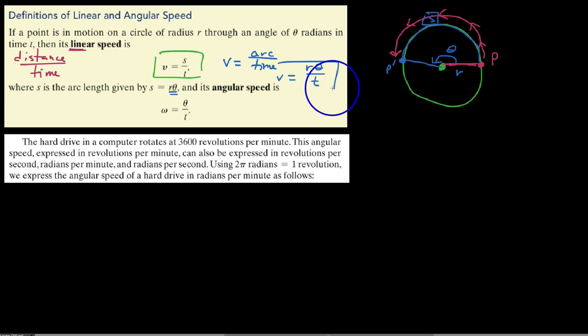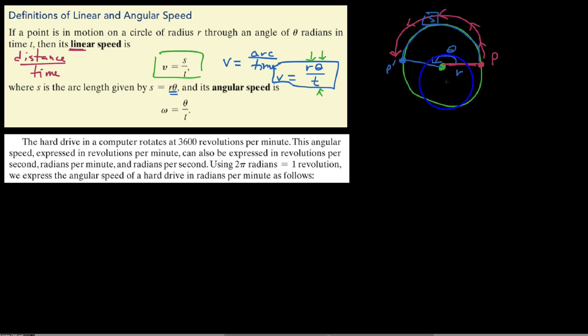So in any of these situations in which we're finding linear speed, the things we're going to need to know are what is the radius, what's the angle it rotated through, and how long it took to do this. So the first way to measure speed is to travel a distance over time.